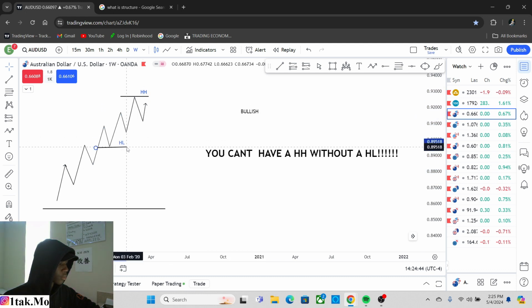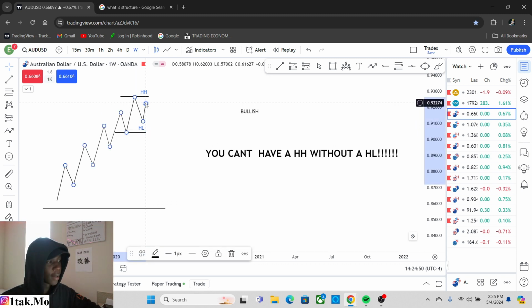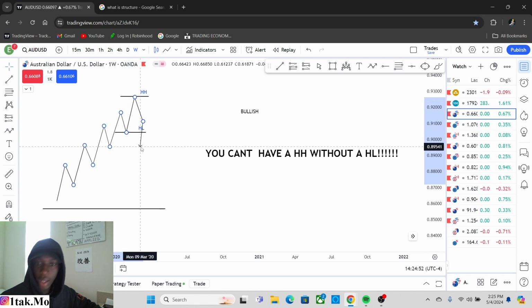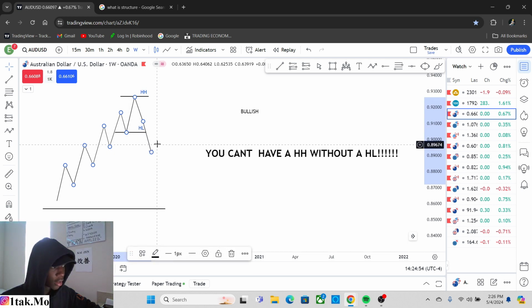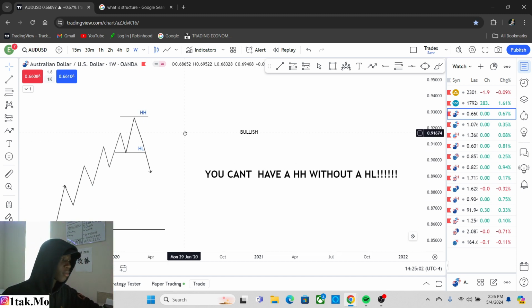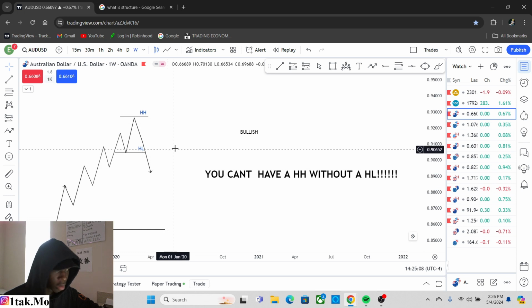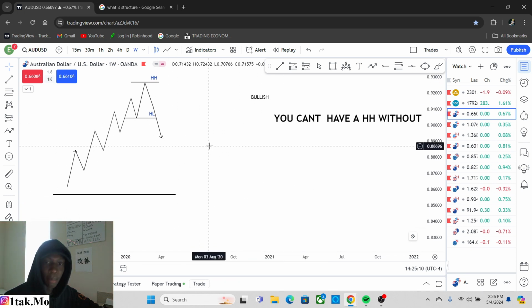Higher high, higher low. If price decides that, you know what, it doesn't want to make a new higher high and breaks below the higher low, now this trend is bearish. I don't know if that makes sense. Maybe y'all need to rewatch this part, slow it down, and understand it. If price decides it doesn't want to make a new higher high and breaks below the higher low, that's when we have a bearish trend.